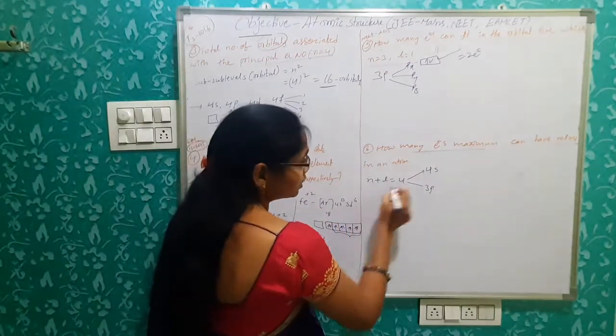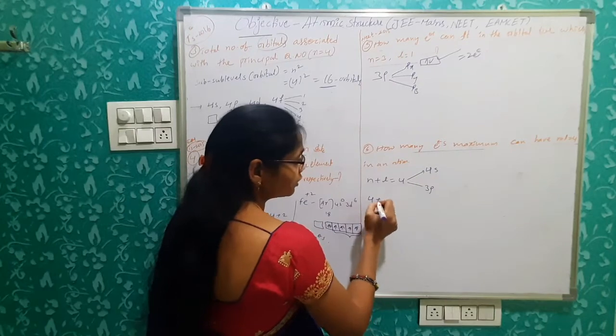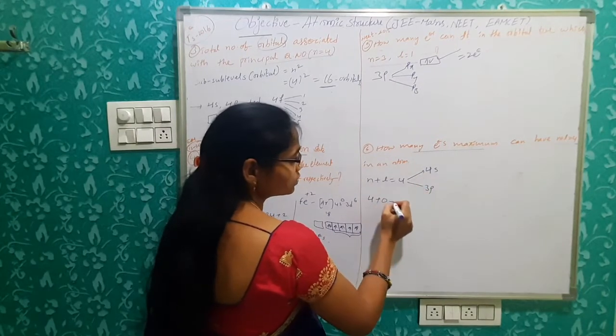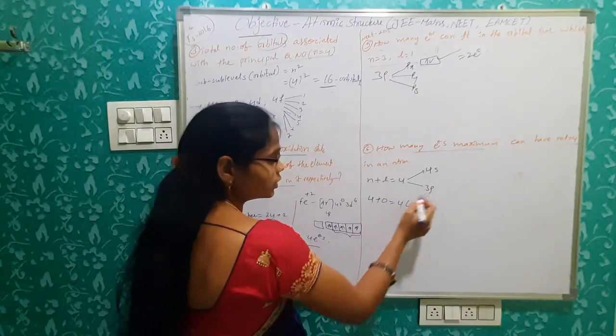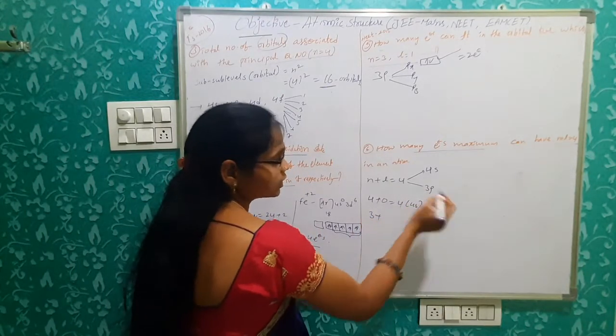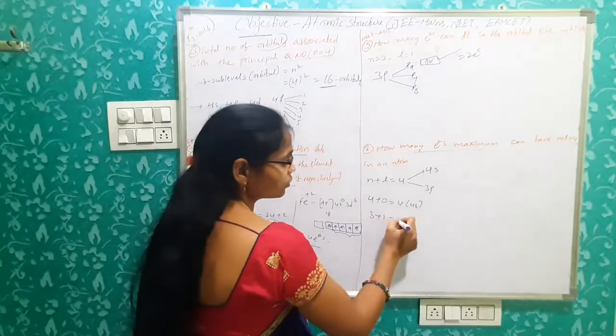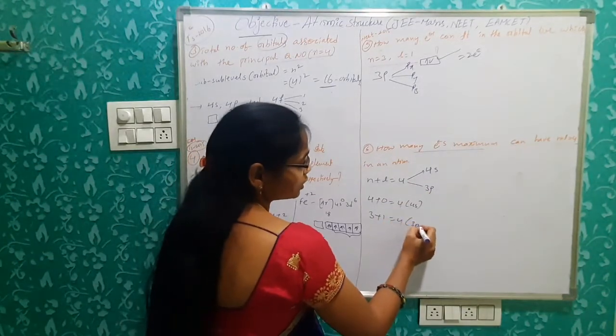How? See here, for 4s, n value 4, for s orbital l is 0, so n plus l is 4 only. So this is the 4s orbital. For 3p orbital, 3 plus 1, because for p orbital l value is 1, that is 4. So this is the 3p orbital.